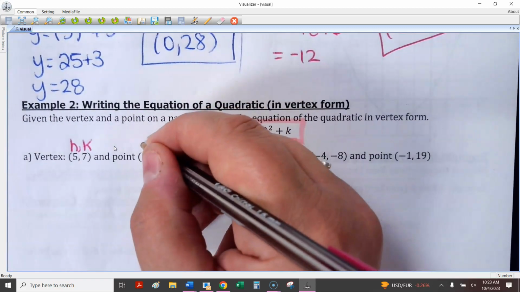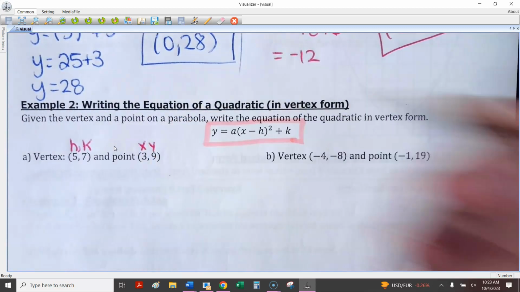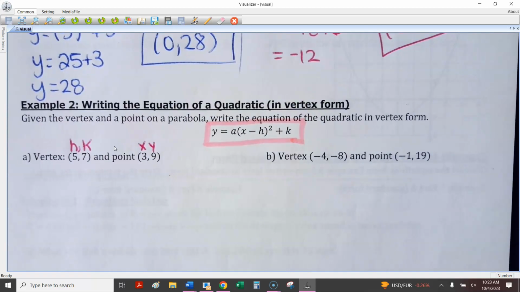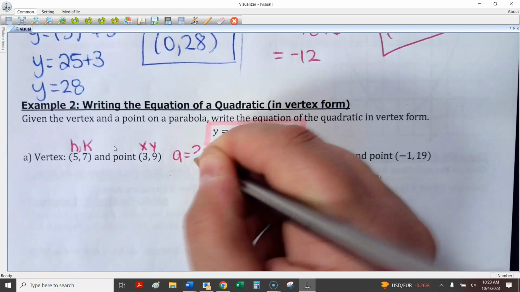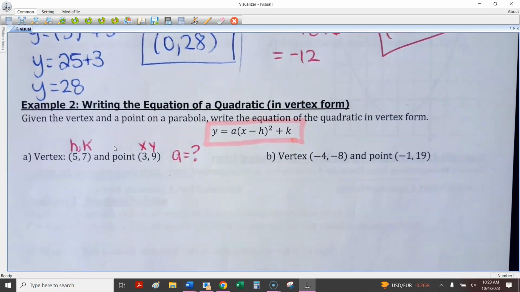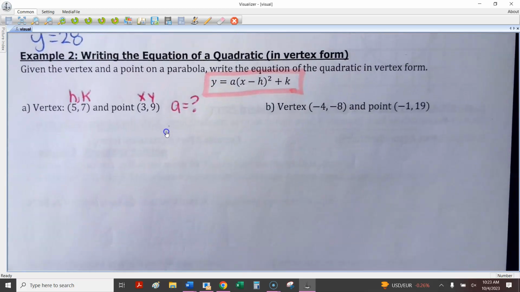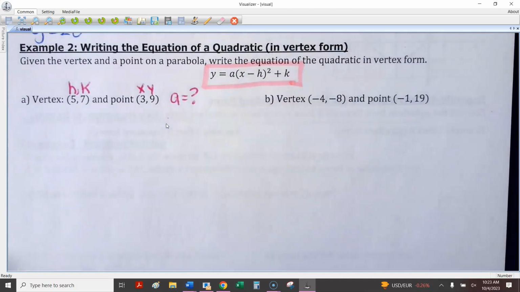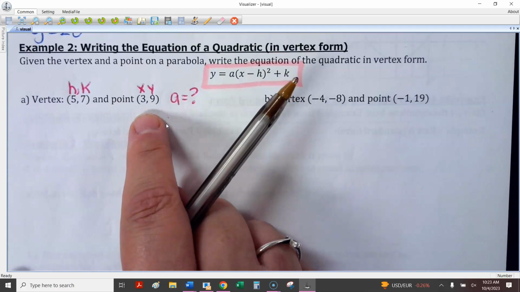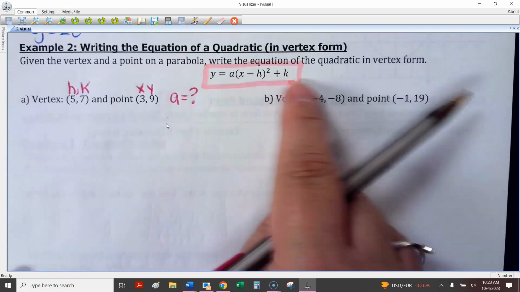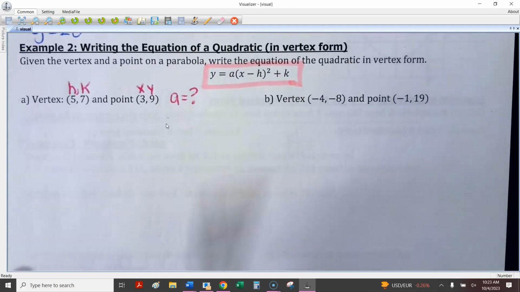What you're going to do with the point is you're going to plug those coordinates in for x and y. The only thing I'm not going to know is what the a value is, and that's actually what we're going to solve for. So, very important, you can't mix these up. H and K have to go in for the vertex, and x and y have to go in for the point. So I'm just using this formula, and I'm going to sub these numbers in from this question.